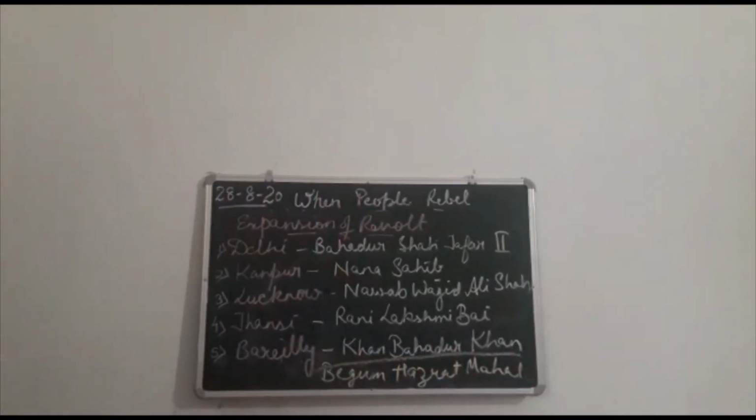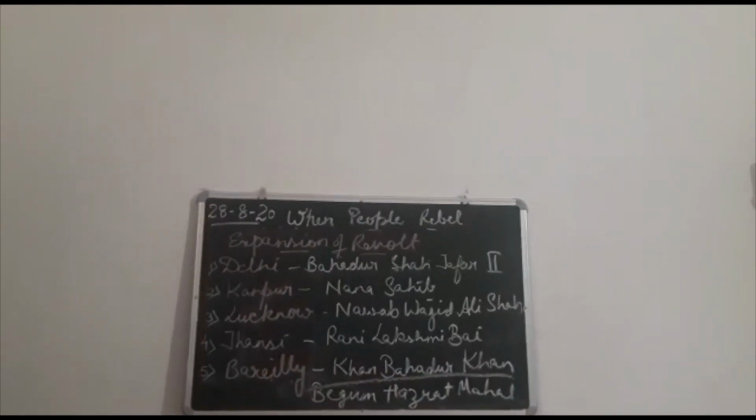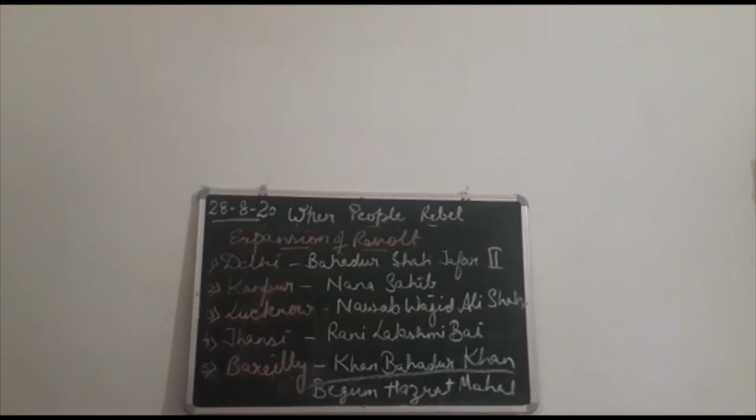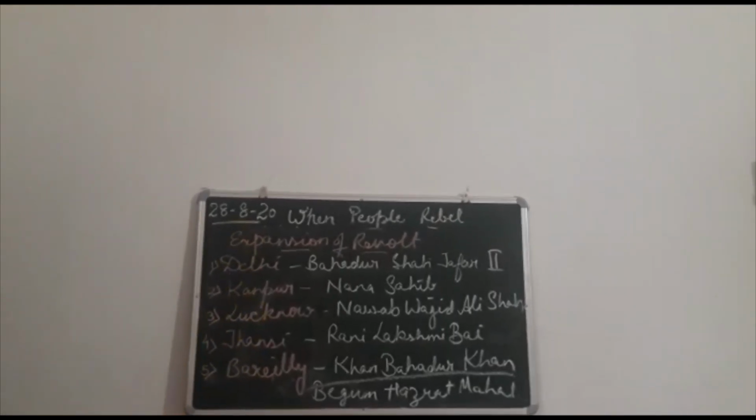Begum Hazrat Mahal took part in the revolt of 1857. She was supported by peasants, sepoys and talukdars, who were inspired by Maulvi Ahmadullah, in Lucknow.